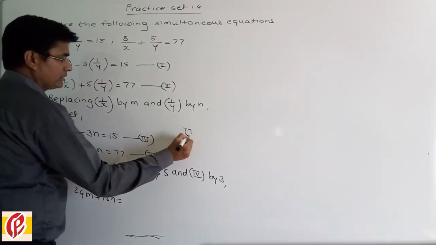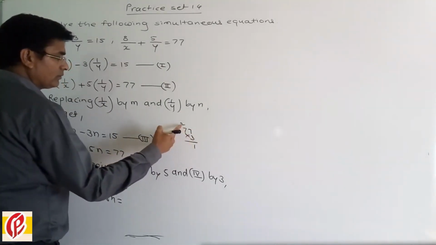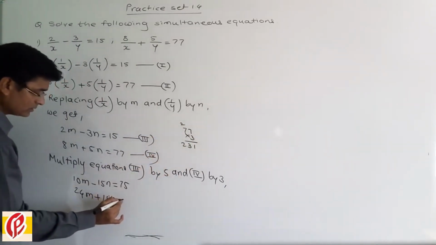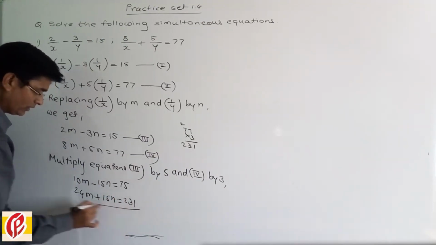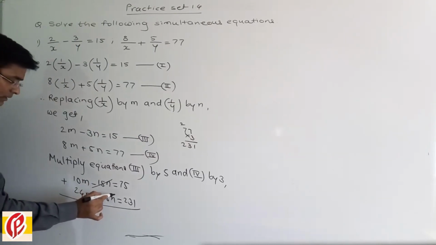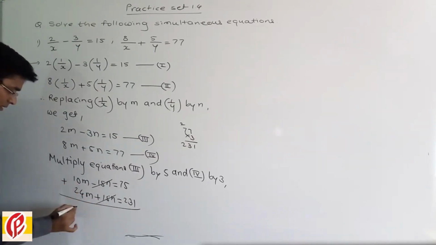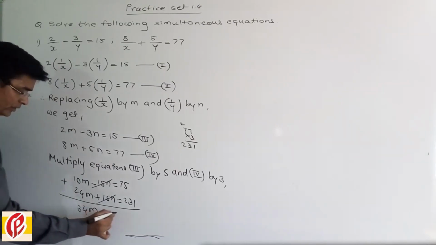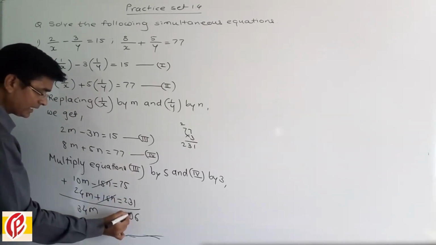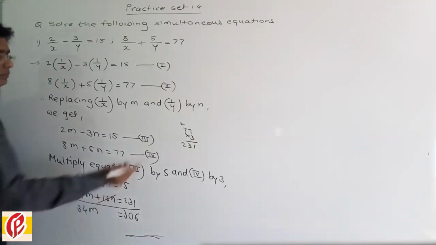So what is 77 into 3? 3 7s are 21, carry over 2. 3 7s are 21 plus 2, 23. So it is 231. Add them. Minus 15n and plus 15n cancel. So here the addition is 34m is equal to, here the addition is 5 plus 1, 6; 7 plus 3, 10, carry over 1; 306.